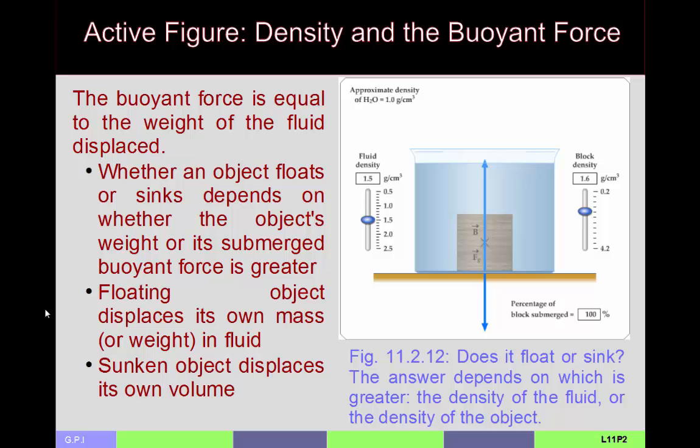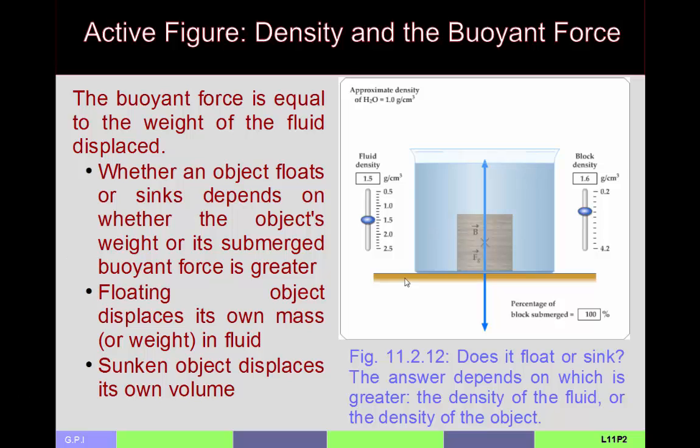I wanted to look at now an active figure which has been put together by the folks at Cengage, which illustrates the point that I made in that previous example about being able to determine which percentage of the object is going to be submerged based on the density of the object and the density of the fluid. So generally speaking, if you have a floating object, it's going to displace its own mass and really more importantly, its own weight in the fluid. And if you have an object which is totally submerged, it's sinking or sunk, then it's going to displace its own volume worth of fluid.